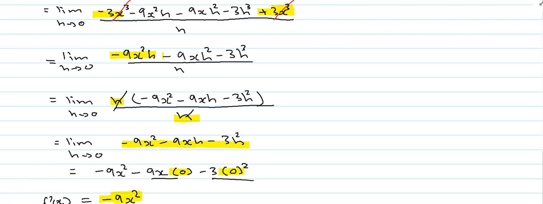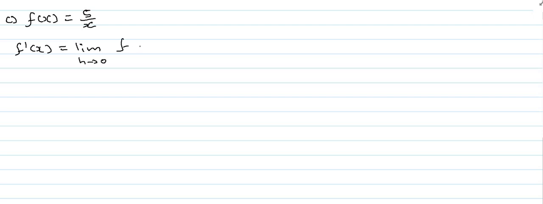So let's look at number C. Number C said f of x is given by 5 over x. Then they said find f prime of x from the first principle. We said from the first principle, f prime of x is given by the limit as h approaches 0, f of x plus h minus f of x, all divided by h.